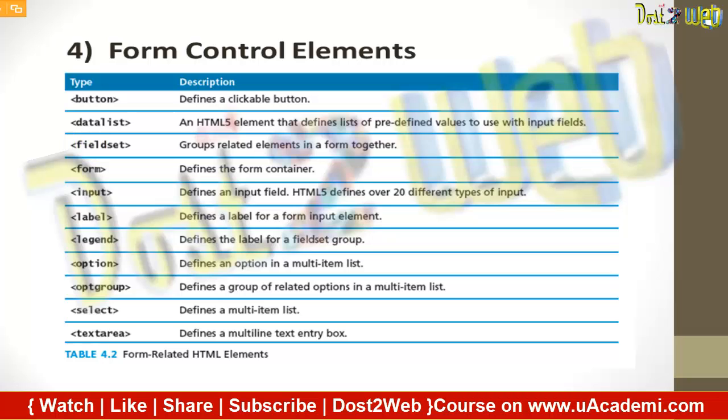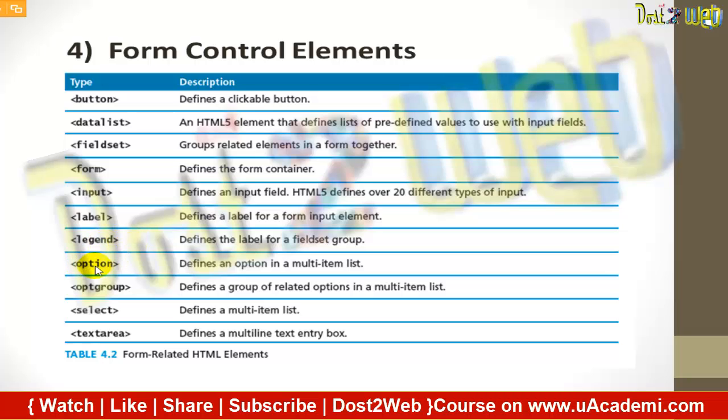Then you have the form, as you have seen that you are using the form. Then if you want to define an input field, you can use input for defining input, and HTML5 has almost 20 different types of input you can give. Next, label, that means you want to give a caption, some name, then you define it as a label. Then legend, what is the legend? It defines a label on the fieldset group. Label is separate and legend is separate.